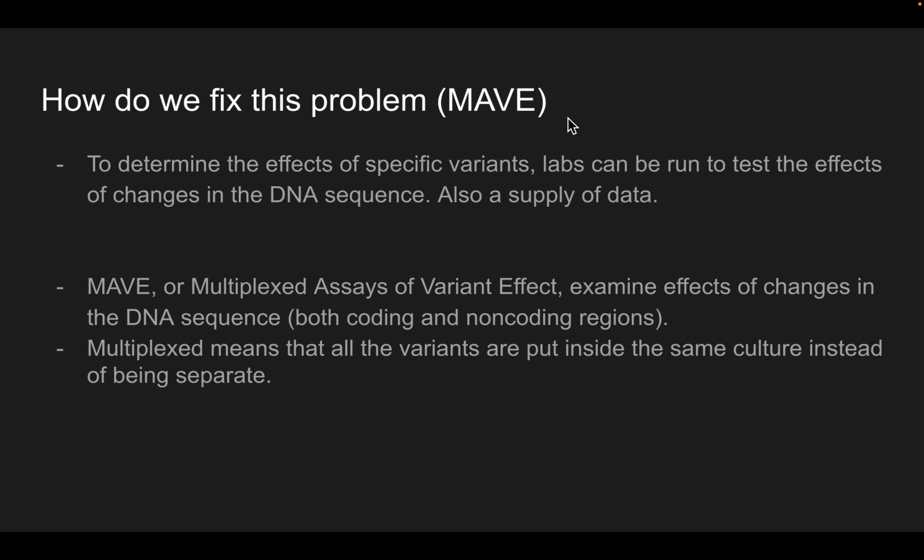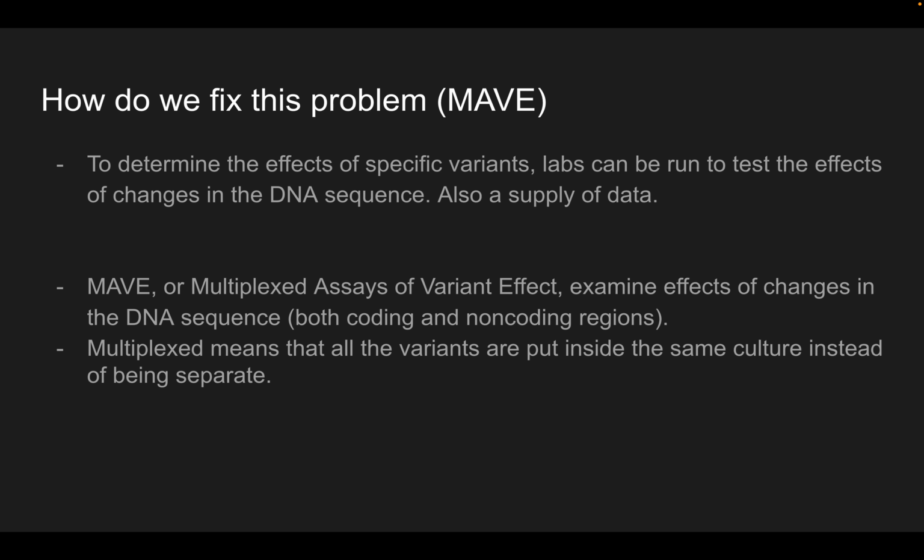So how do we fix this problem? The problem is that we don't have enough data, and don't have data on specific variants in particular. So we want to examine the effects of multiple specific variants. To do that, we can run labs to test the effect of changes to the DNA sequence to get the amount of data.